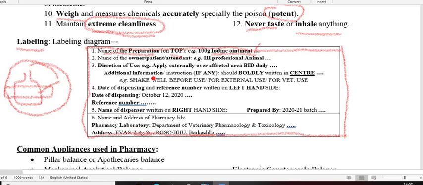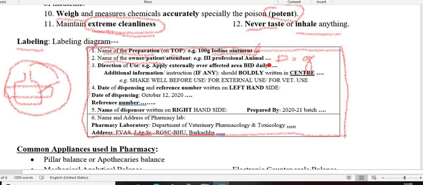Second, you have to write for whom you are preparing this preparation. You are preparing it for a patient, so you write the name of the patient, or owner, or attendant. You write any of these in the second one, that is the name of the owner. If the patient is a dog, you write simply a dog.